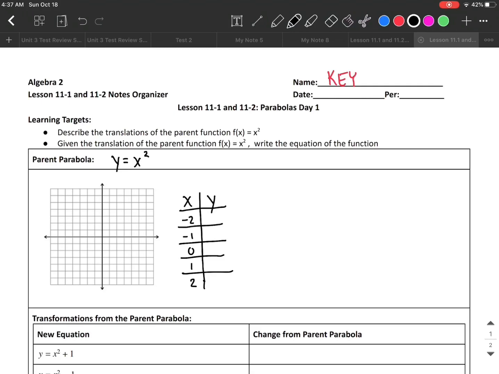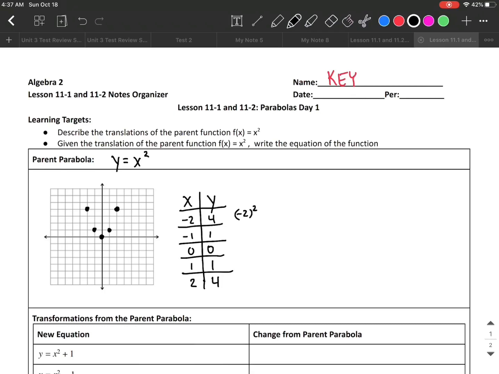And then I'm going to just plug those into this equation. So when I plug in -2, I get -2 squared. That's what y is equal to, so that's 4. -1, when I plug it in, I get 1 for y. When I plug in 0 for x, I get 0 for y. When I plug in 1 for x, I get 1 for y. And when I plug in 2 for x, I get 4 for y. And then I'm just going to plot those points. So I have -2, 4, -1, 1, 0, 0, 1, 1, and 2, 4.